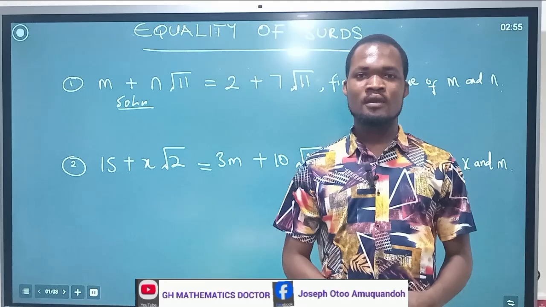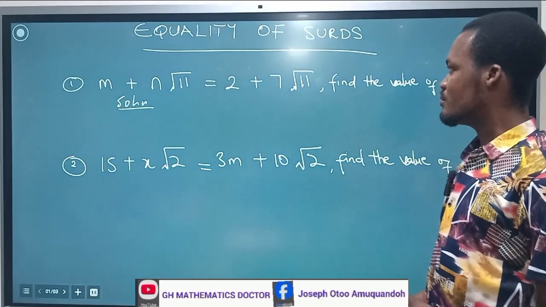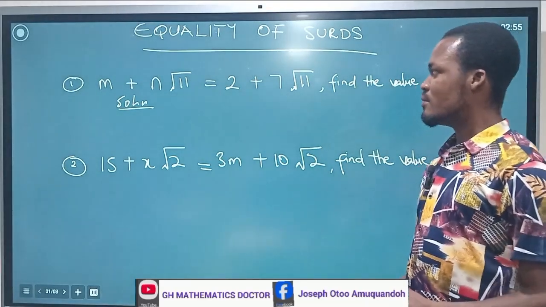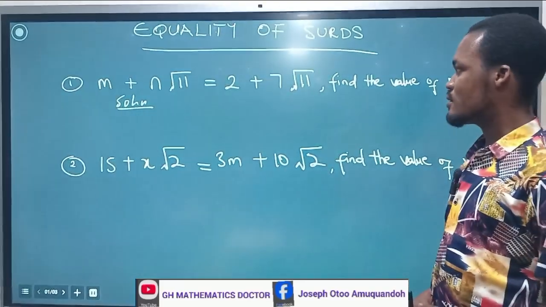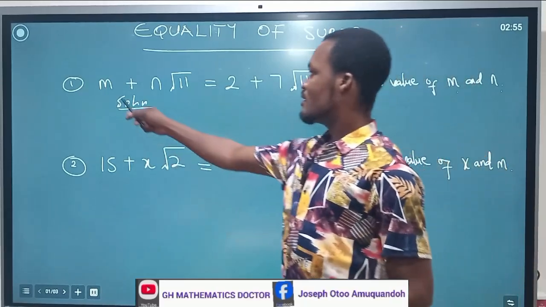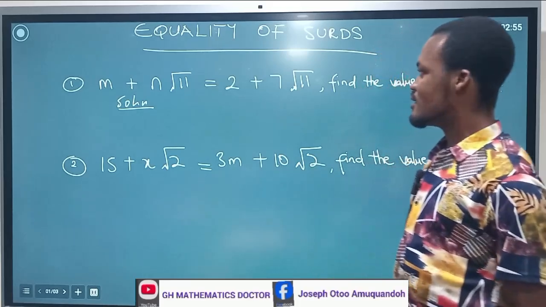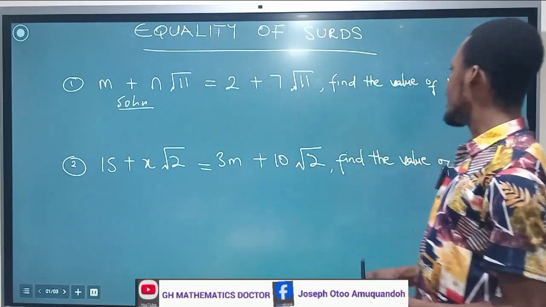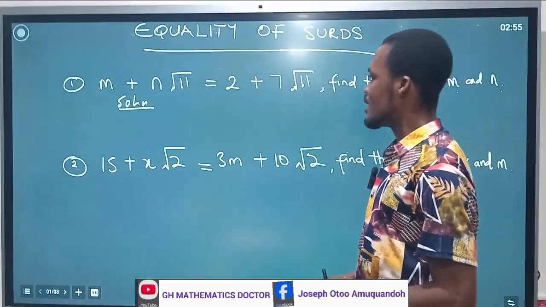Let's look at how to find equality of sets. Whenever two equations are given to you in the form of sets, we need to compare their corresponding like terms. So over here, m corresponds to 2 at the right hand side of the equation. For you to get the values of m and n, you're supposed to equate the corresponding sides.